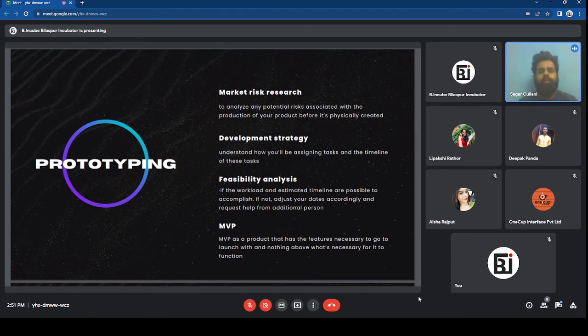Yeah, that's it. So in prototyping, market research is there, development strategy is there, feasibility analysis is there, and a minimum viable product. That is the final thing, right? So market research is important to analyze any potential risk associated with the production of your product before it is physically created, right? It is very important to research the market. This will prevent the product launch from being delayed later on, right?